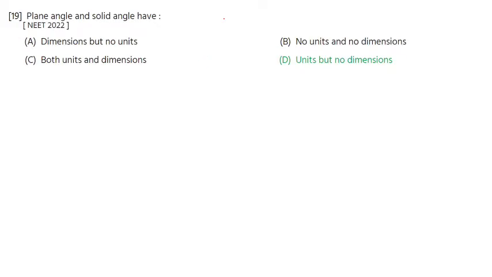Now see the next question. Plane angle and solid angle have units but no dimensions. Plane angle, radian; solid angle, steradian. Those are the units, but these physical quantities will not have any dimensions. See the next. The dimensions of M, L, T power minus 2 and A power minus 2, these are the dimensions for what? Magnetic permeability. You can cross-check once.